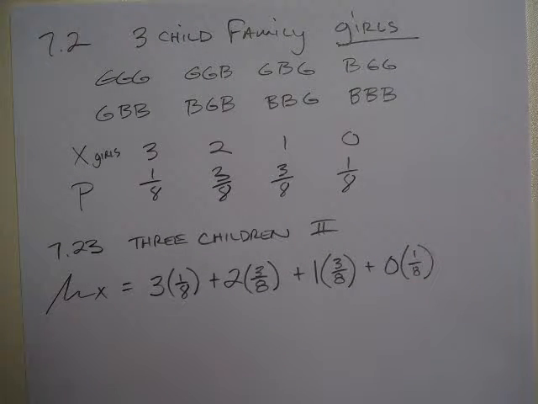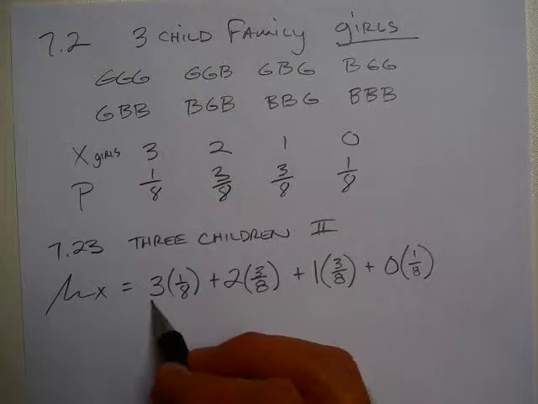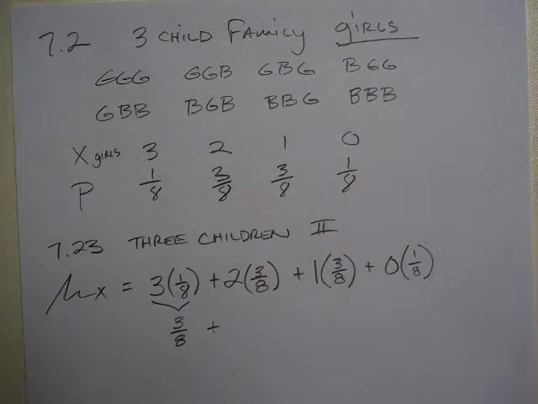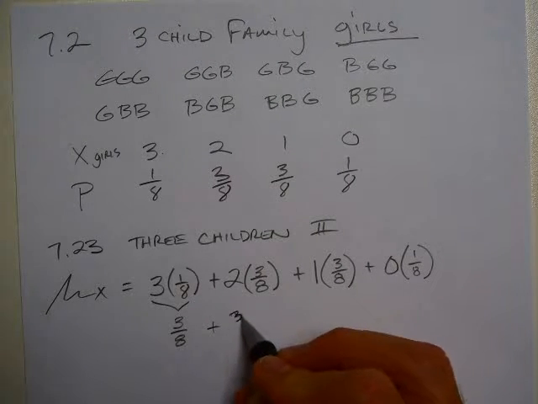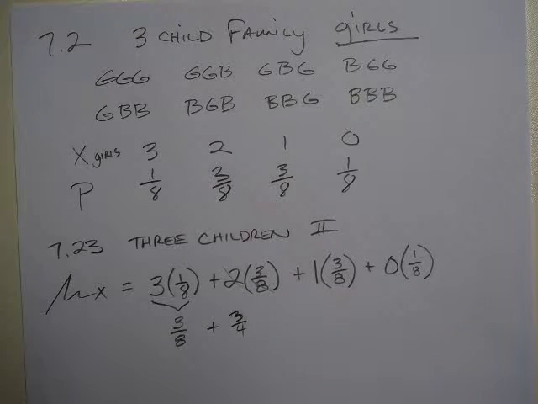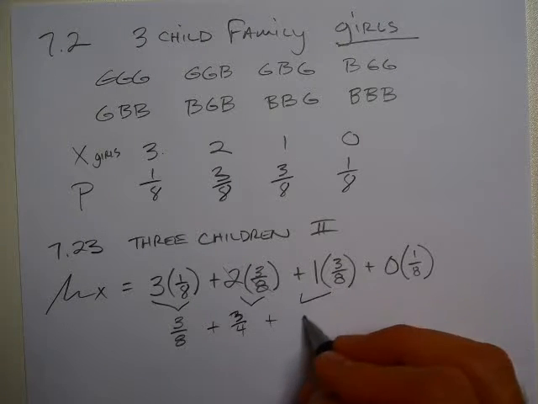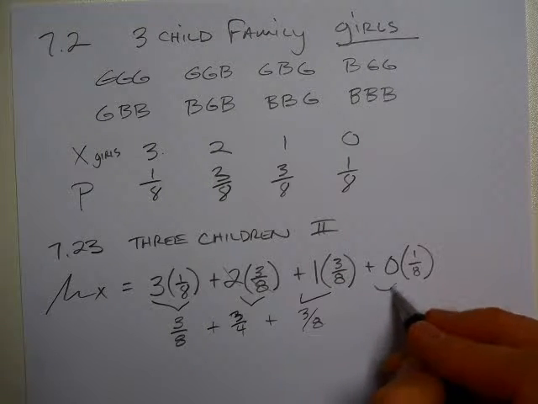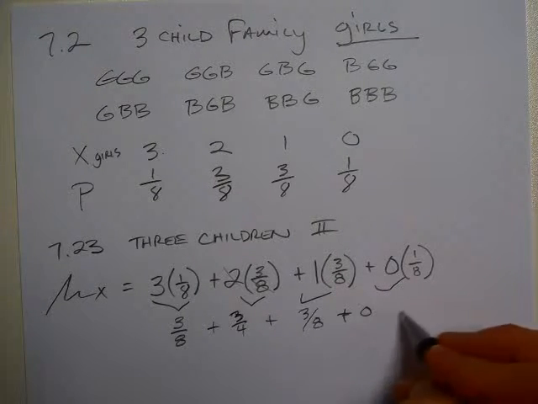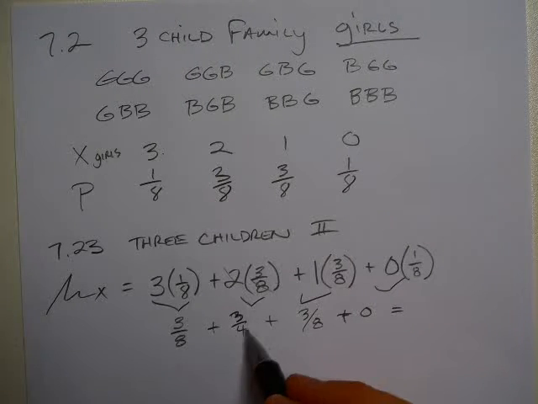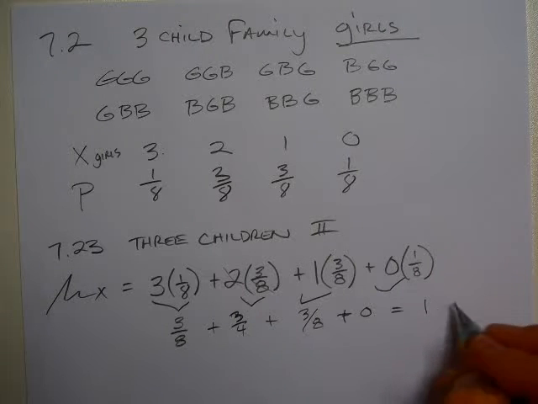Now, as I'm multiplying these, 3 times 1/8 is going to be 3/8, plus 2 times 3/8 would be the same as 3/4, wouldn't it? If I do some reducing there, the 2 and the 8 cancel. Plus 1 times 3/8 is 3/8. And then 0 times 3/8 is 0/8, or 0. So what I get is 3/8 plus 3/8 is 6/8, right? So 3/4 plus another 3/4 is 1 1/2, or 1.5.